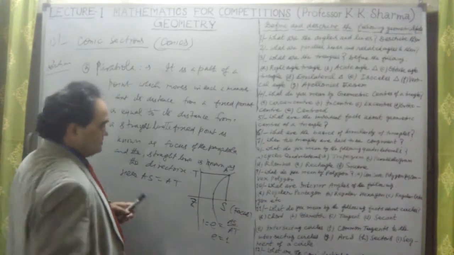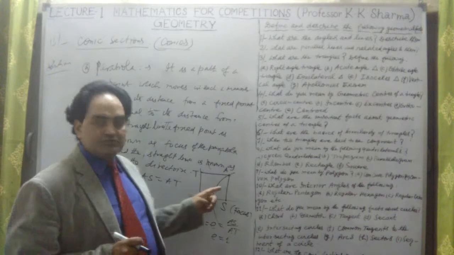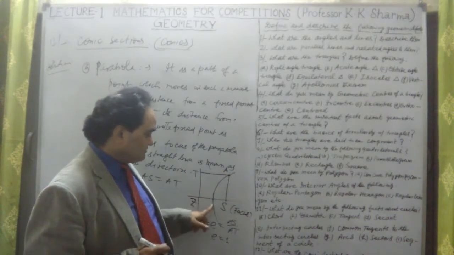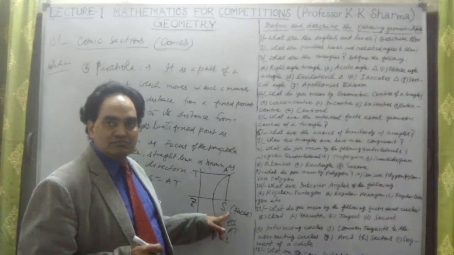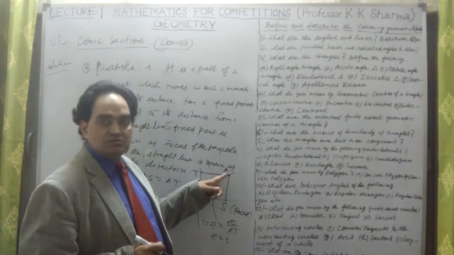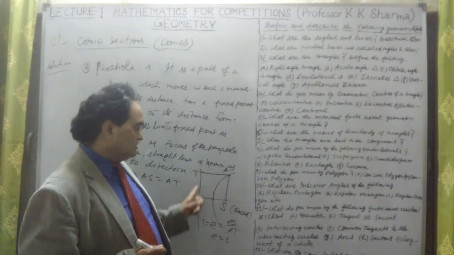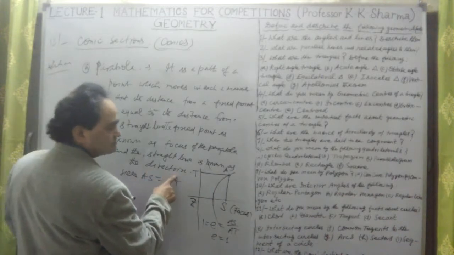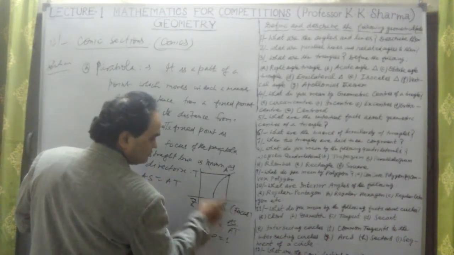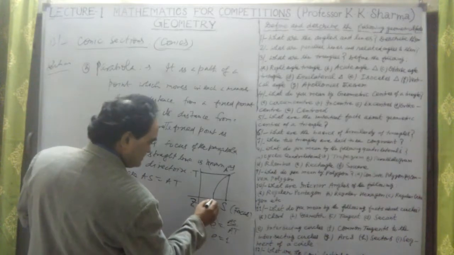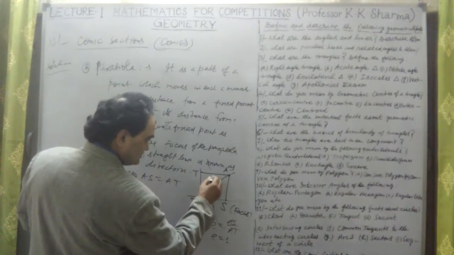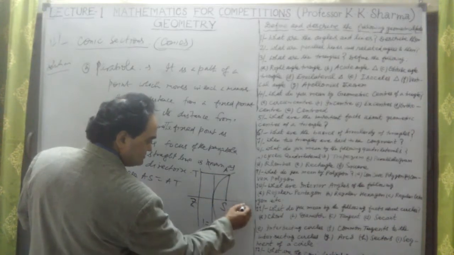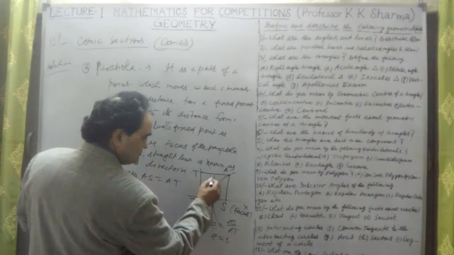The parabola is the case when a point moves in such a manner that its distance from a fixed point is equal to its distance from a fixed line. The fixed line is known as the directrix. S is known as the focus point. Let me take this as the vertex. If I take this as the axis of x, this is the origin O.